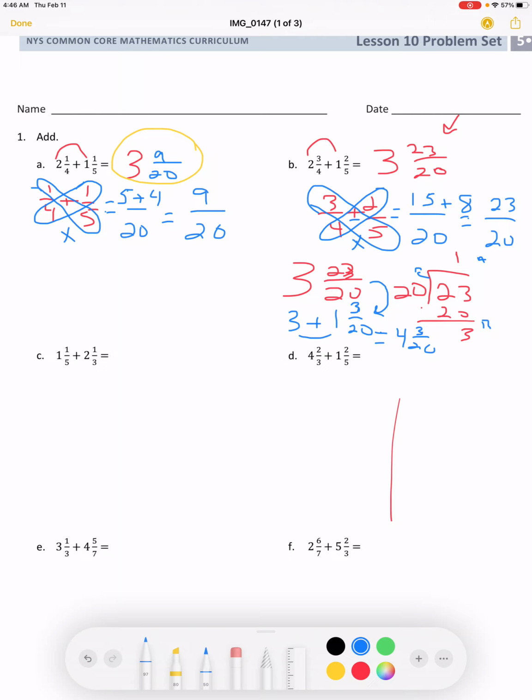4 3/20. A lot of steps there. Go back, pause it if you need to. Ms. Dorn wants to move on. I want to do one more before so that I can get to the word problems, okay?